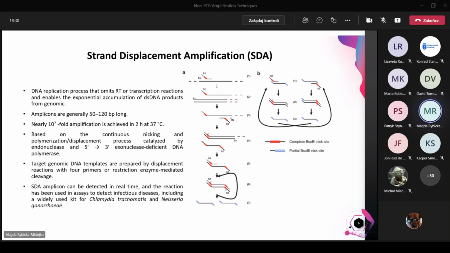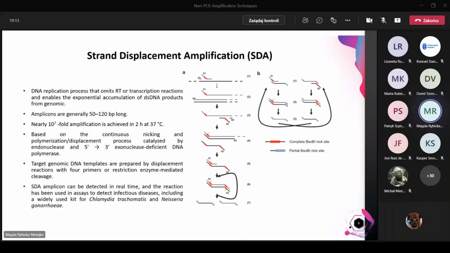These steps you can see in the picture. And the restriction endonuclease added to the reaction creates a single-stranded nick at these sites, where DNA polymerase can then initiate replication and displace the annealed strand. The polymerase used in strand displacement amplification must be able to initiate polymerization at a nick site and must lack exonuclease activity. Such polymerases include exo-Klenow or exo-Bst polymerases.